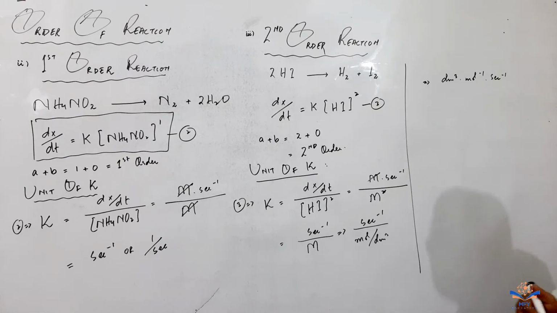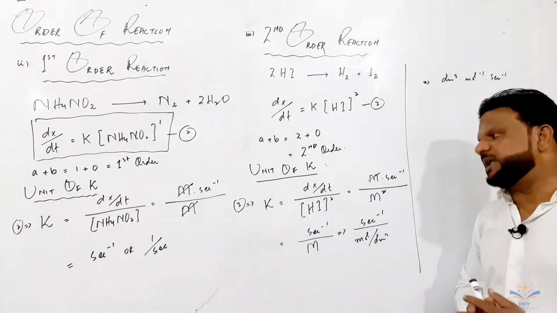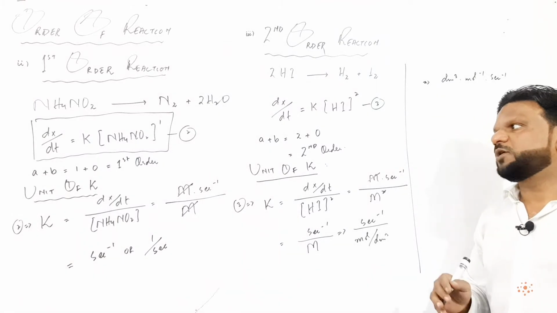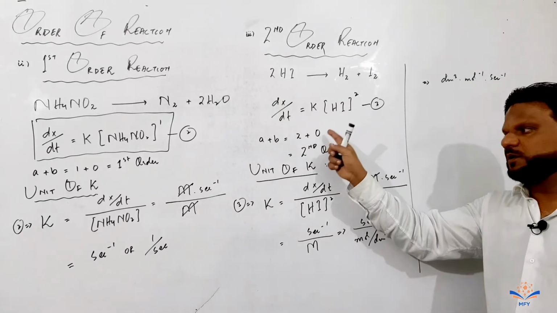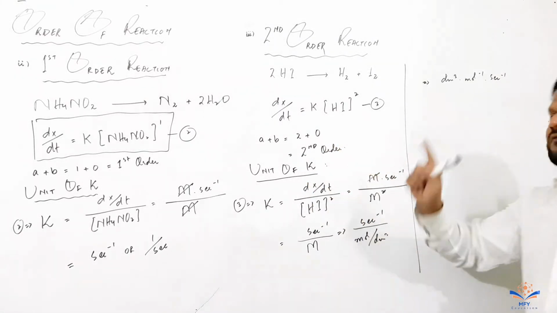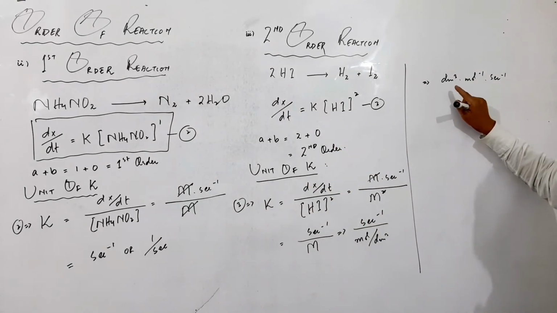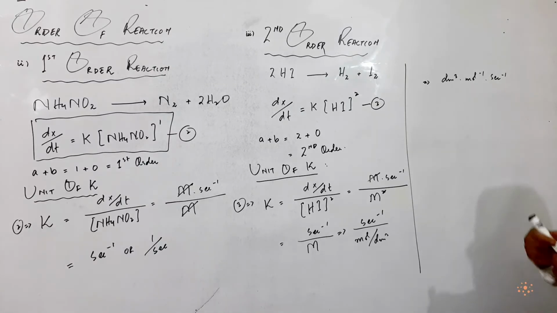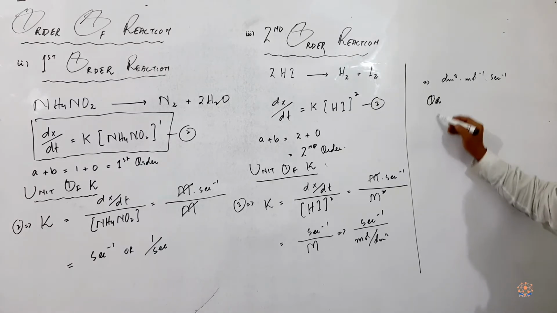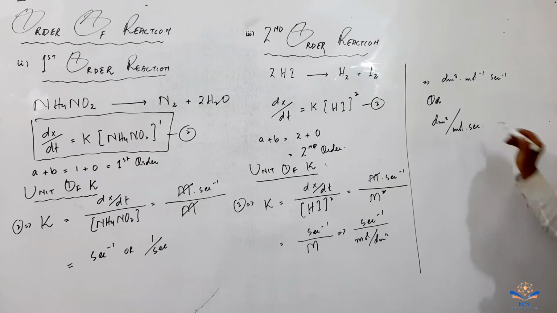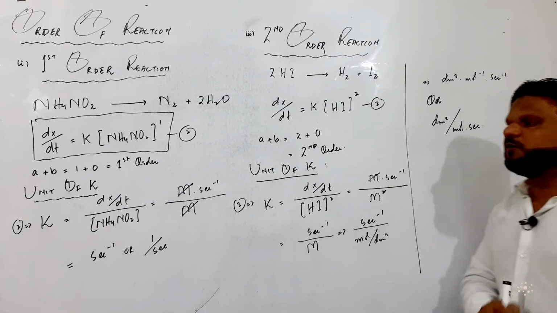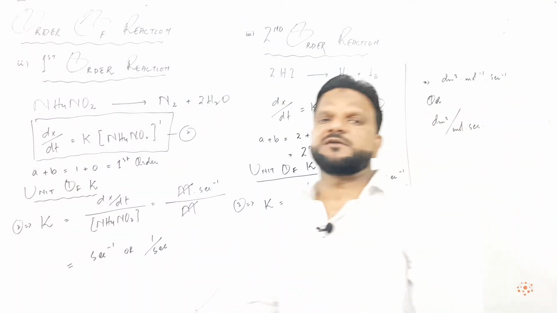It means that if a reaction is second order in nature, the summation of exponents of reactants becomes equal to 2. The unit of K for those chemical reactions will be dm cube mole inverse second inverse, which can be written as dm cube per mole second. Now we are going to move towards third order chemical reactions.